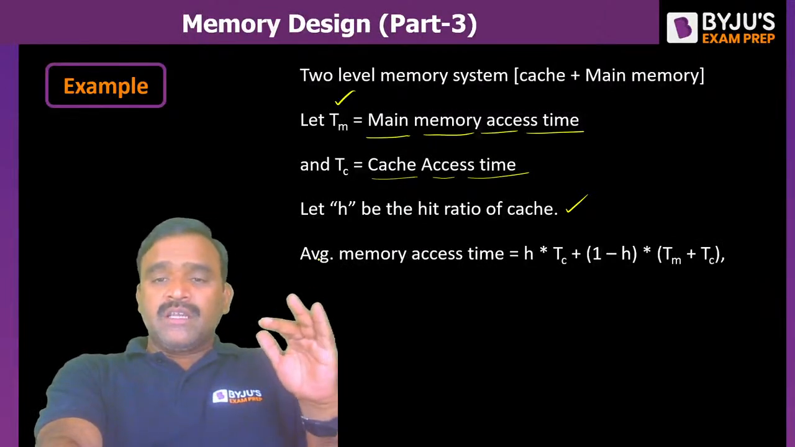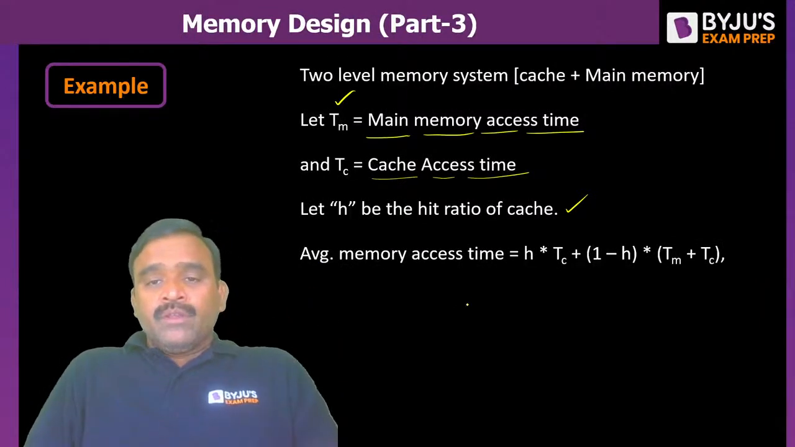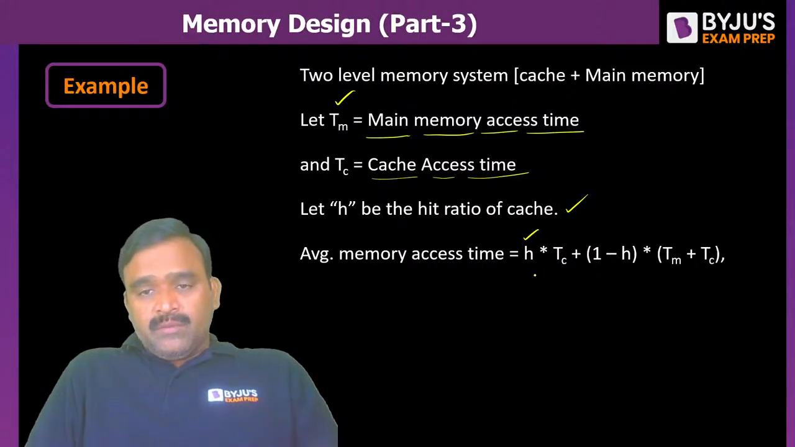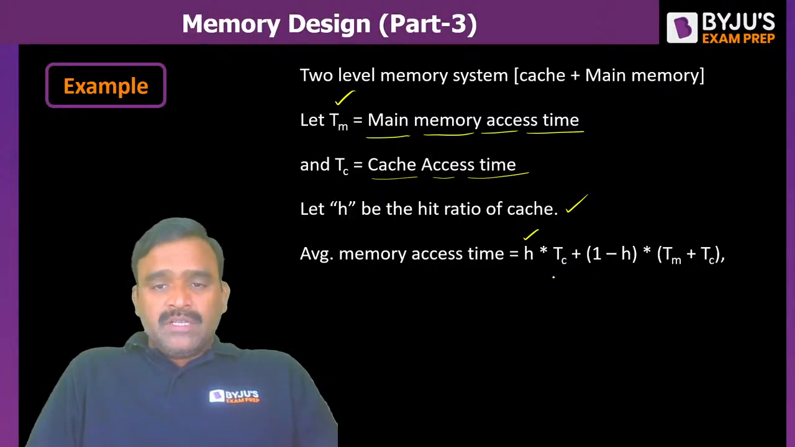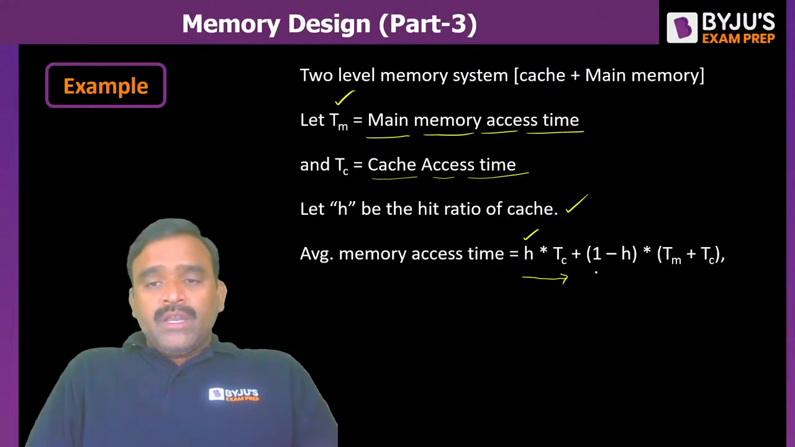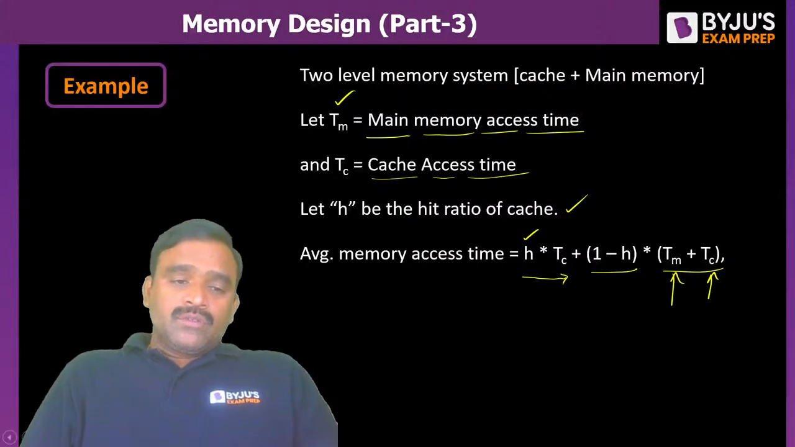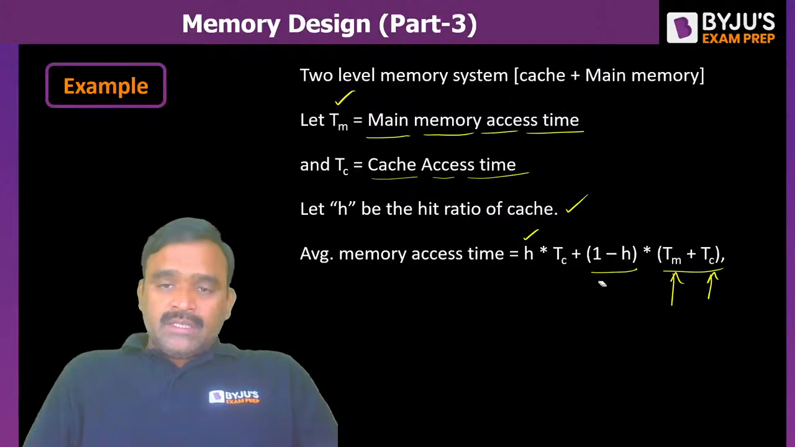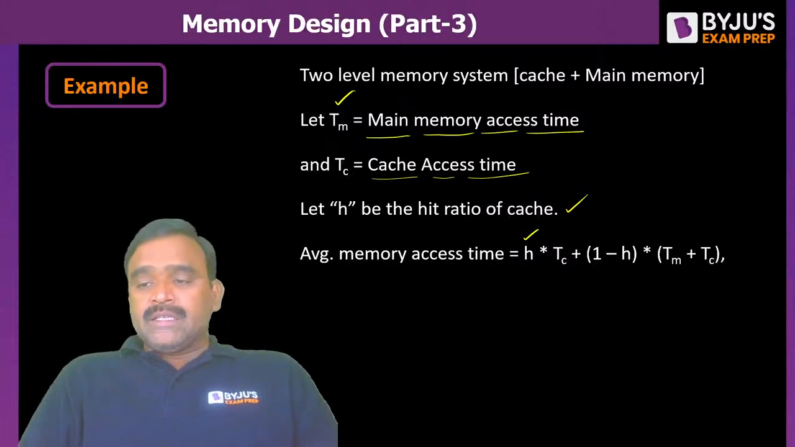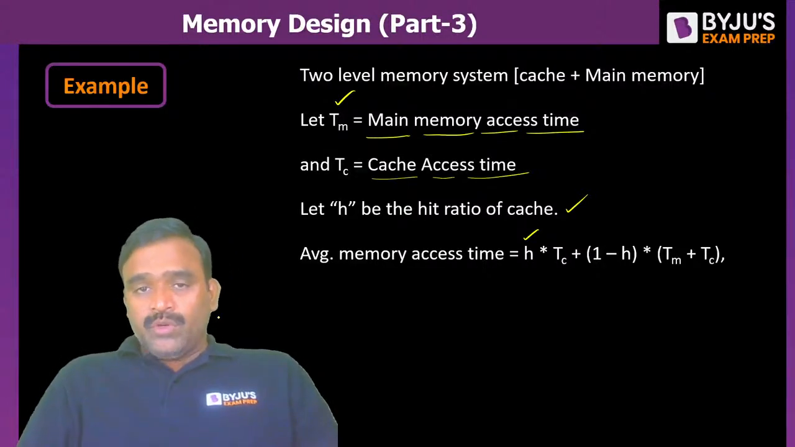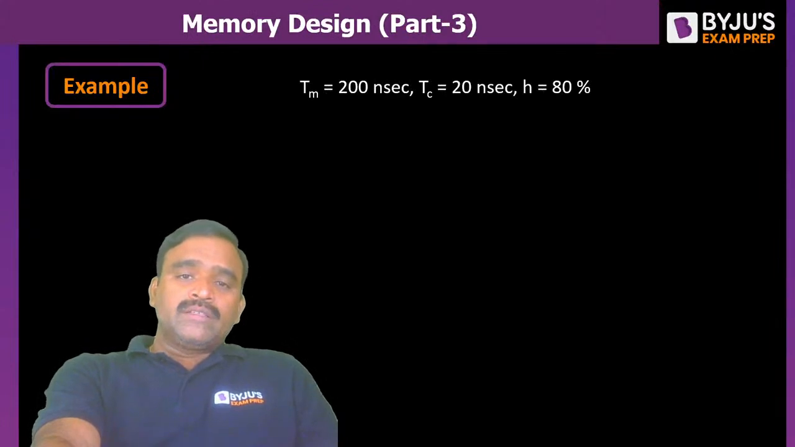Then average memory access time or effective memory access time, it's like this. So H into TC, that means when, for example, 80% are hits, so 80% of the time we access the data only in the cache, and the remaining 20%, 1 minus H, we will go to main memory, and the same thing we will make available in the cache, so that next time if the same word is referred, that will become a hit. So for that reason, we will write TM plus TC. TM is the main memory access time and TC is the cache access time. Hope you understood. Now, one example I'll tell you.